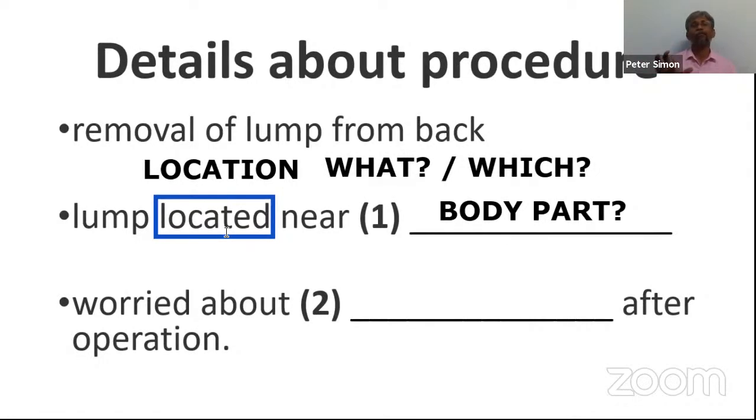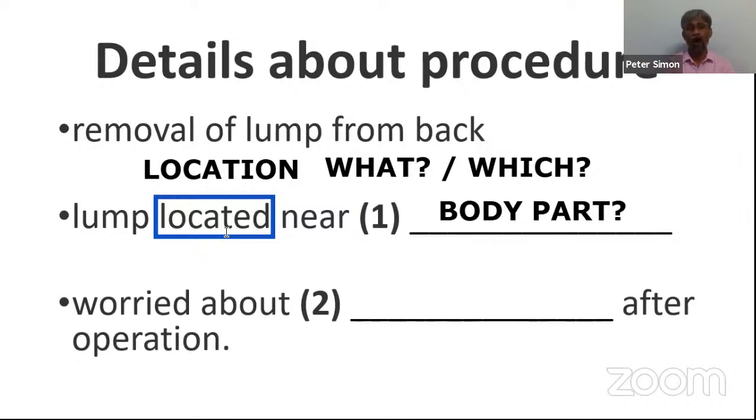So located, make it into a noun form: location. Where is the location of the lump? Where? Near what? Maybe the right shoulder, the left shoulder, all these parts, any part, but only one. Because it is located near one area only, it should be one particular area, not shoulders, not hips. You have to understand that very clearly.